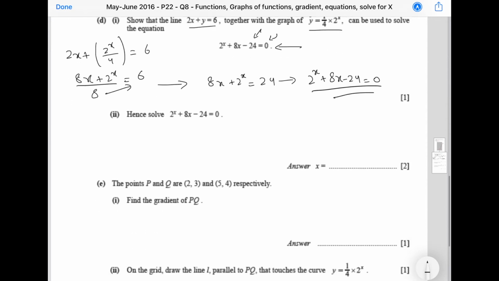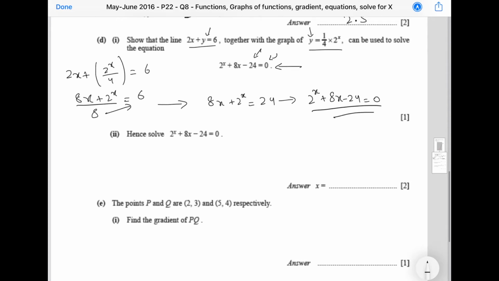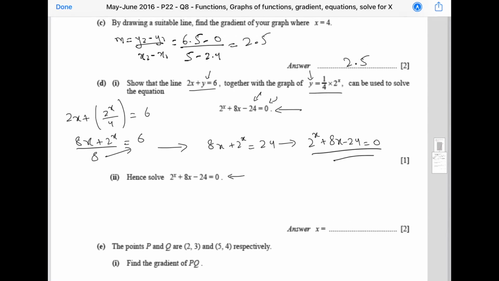The next part says, hence solve 2 to the power of x plus 8x minus 24 equal to 0. In order to solve this, basically what they're trying to ask us is, we need to find the point of intersection of the straight line and the curve. So we'll use this equation. Let's do this part in red.